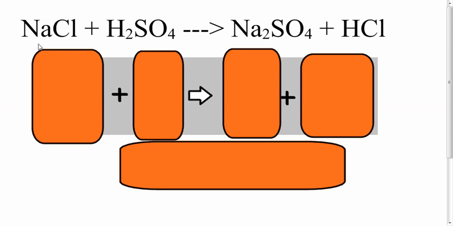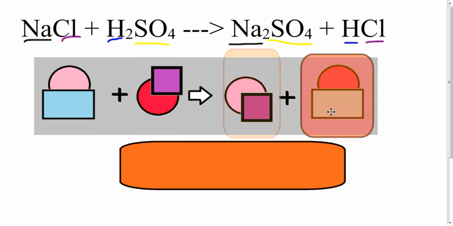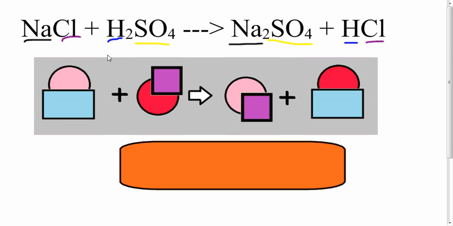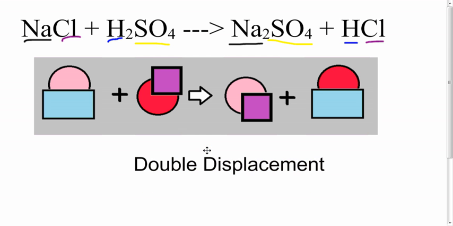Here I've got 2 compounds where the compounds' parts all swap places. A visual for this is this. You can see that the Na swaps place with the hydrogen, and this chlorine swaps places with the sulfate, and that's why this would be a double displacement reaction.